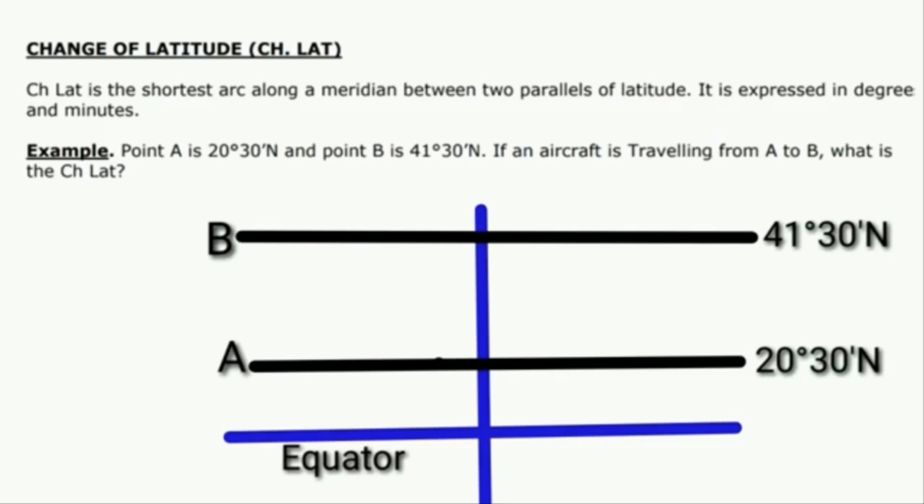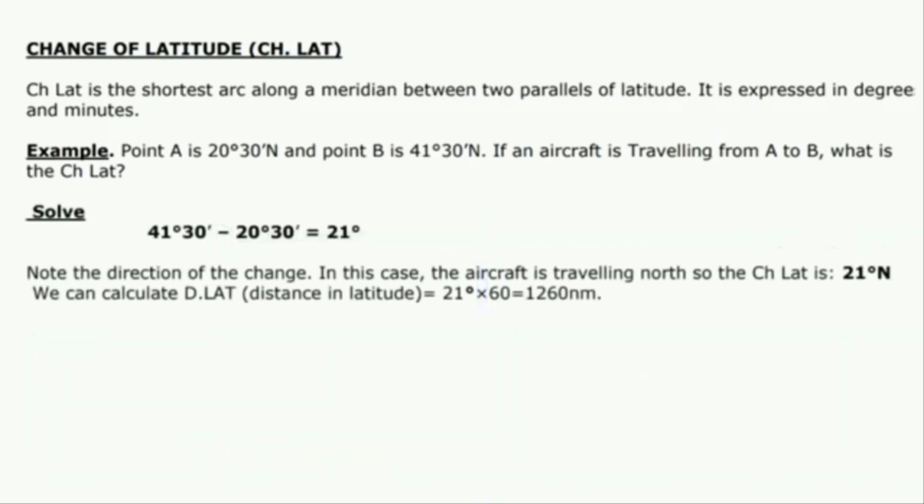So what we have to do, first of all, both points are in northern hemisphere. We will subtract 41 degree 30 minute north minus 20 degree 30 minute north, and answer will be difference between A to B. So here 41 degree 30 minute minus 20 degree 30 minute is equal 21 degree. So the answer is 21 degree. In this case the direction will be north because from 20 degree 30 minute to 41 degree 30 minute we are going toward the north.